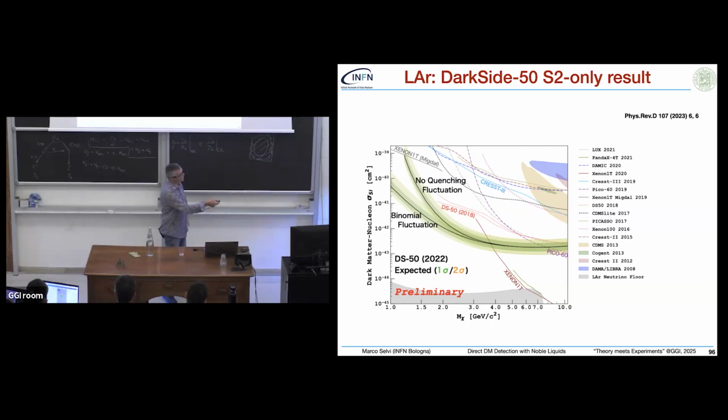And indeed, DarkSide 50 had a very clean result that was the best limit in the region between 1 and 3 GeV. So where, for instance, xenon detectors with the full S1, S2 analysis cannot go because at this mass, we are below the energy threshold of the xenon detectors. Of course, also with xenon, you can do the same, and we did. Somehow, DarkSide was made with plastic detectors, no electrodes, so electrodes were made in another way, and so the signal was very clean in their case.